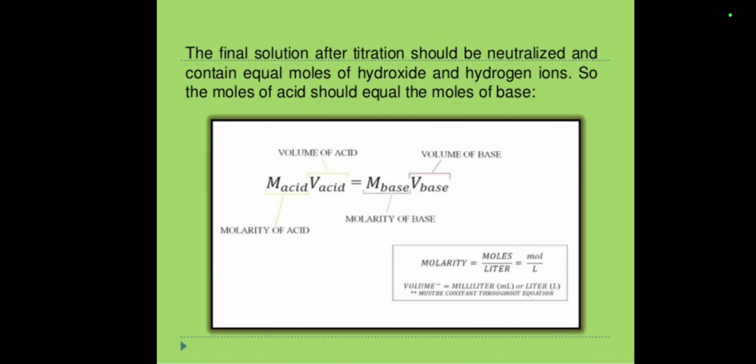So I will not be giving you an example of a problem yet, because before we go to a problem, we will perform the titration itself.